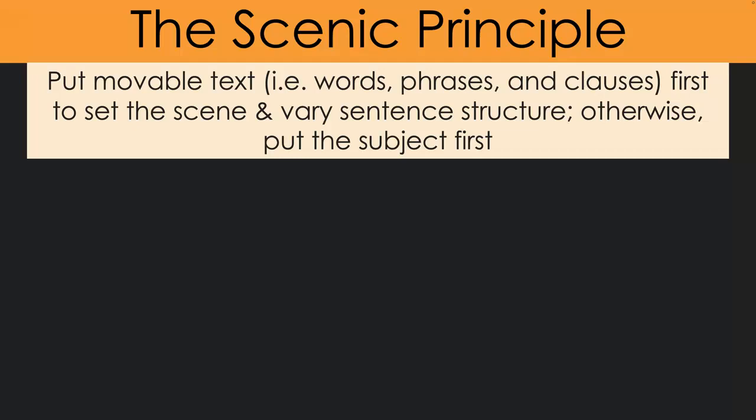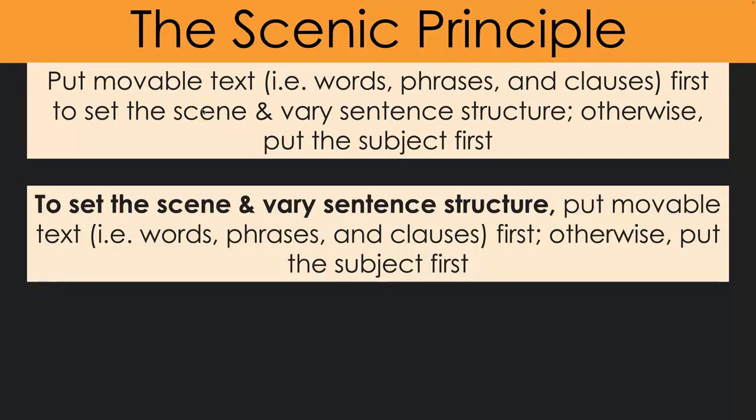It's a little confusing, but it's basically this: that you want to put movable text, that is words, phrases, and clauses, first to set the scene and to vary your sentence structure, if you want. But if you're not going to do that, you want to put the subject first. It's also a little bit more complicated because you could also put movable text last if you want to emphasize it. You could also put it somewhere in the middle if it's not that important. But it's basically about moving movable text so that it varies your sentence structure and that it highlights your meaning.